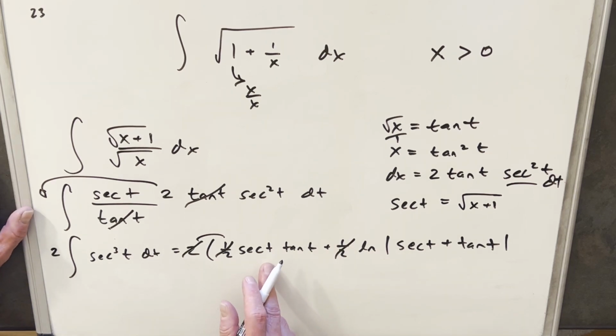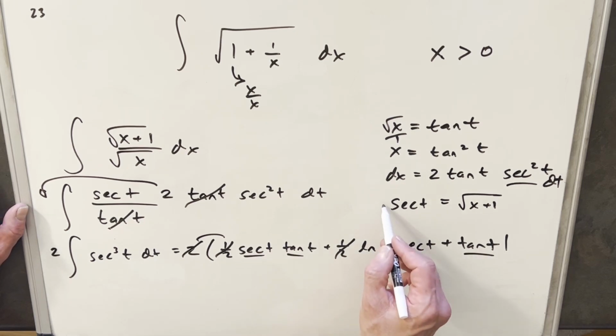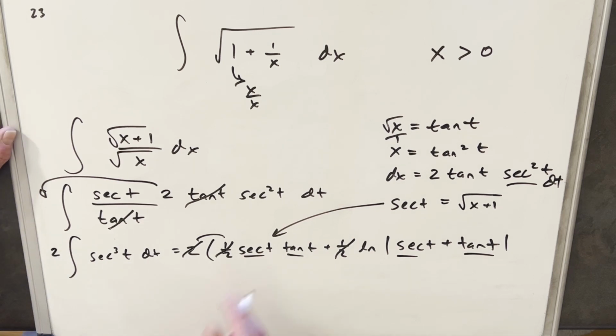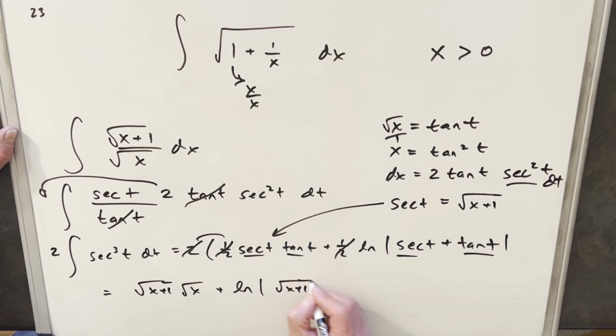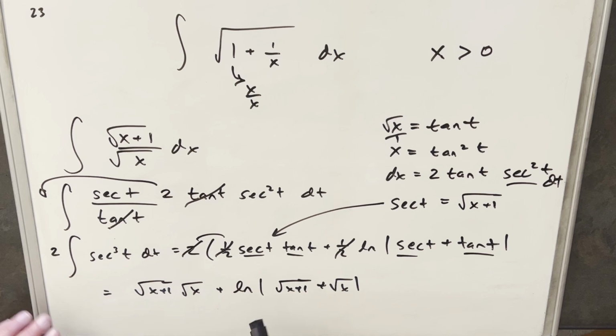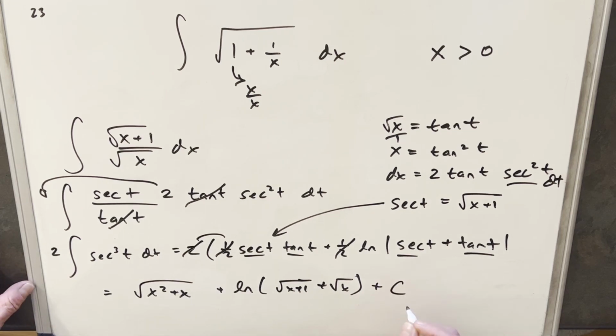And then to finish it off, all we need to do is back substitute, but we already found our values for secant and tangent. So we'll put these back and see what we get. So for secant, we're going to have the square root of x plus 1. Tangent is going to be square root of x, plus natural log. And then we'll have the same thing, square root of x plus 1 plus square root of x. We notice everything here is positive, so we can remove some absolute value signs there. Just write these as parentheses. And I think I'll take x times x plus 1 and write it as x squared plus x. Then I'll just add a plus c, and that's it, we're done.